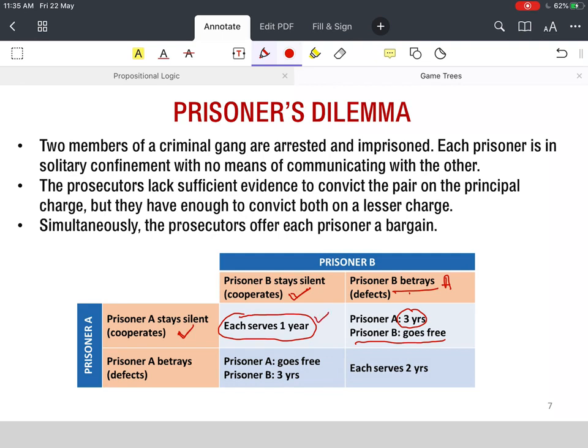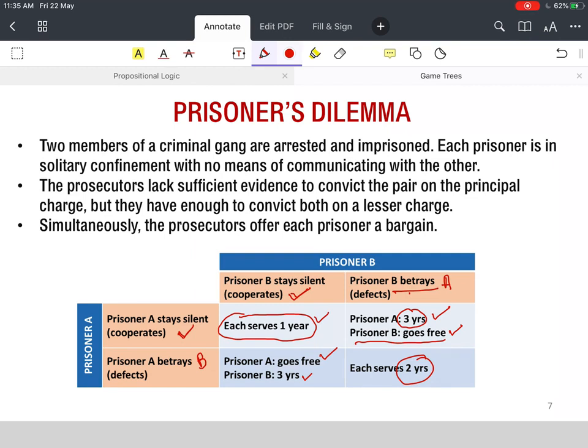So if both remain silent, a smaller charge is given to both. If A remains silent and B betrays A, then A gets 3 years and B goes free. On the other hand, if A betrays B, then A goes free and B gets 3 years. And if both betray each other, both get 2 years. This is how the whole system is panned out.